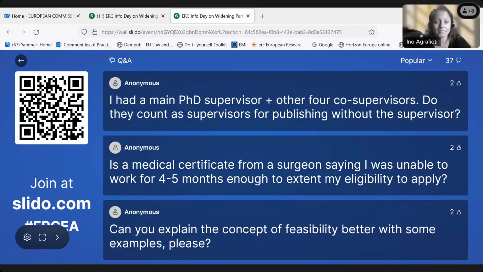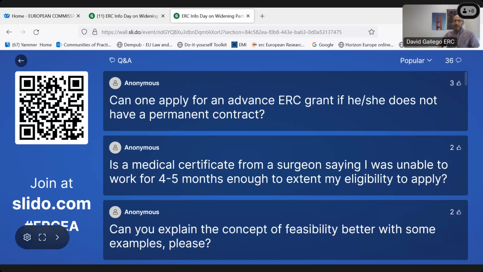Thanks, Ina. I suggest we take another 5 questions and then we break for a very short time. David, I come to you. I have a main PhD supervisor and 4 other co-supervisors. Who counts as supervisors for publishing without the supervisor? I would say it depends a lot on the culture, on the countries. The supervisor might appear in your publication for a long time. The really important thing is that the candidate demonstrates independence, not just by the list of co-authors, but any other activity. So demonstrate your independence, your independent thinking, and your capacity to work alone.